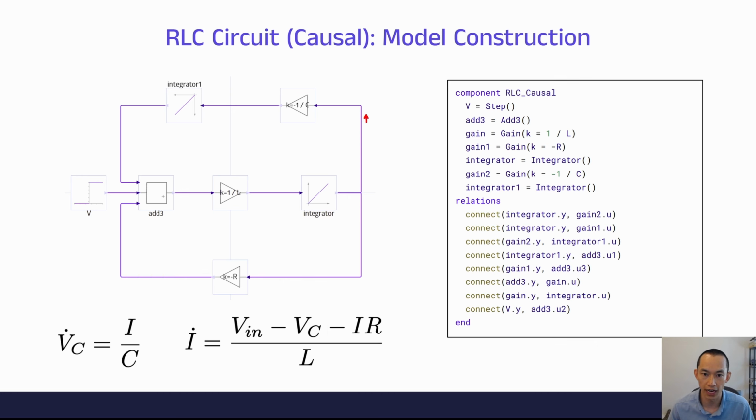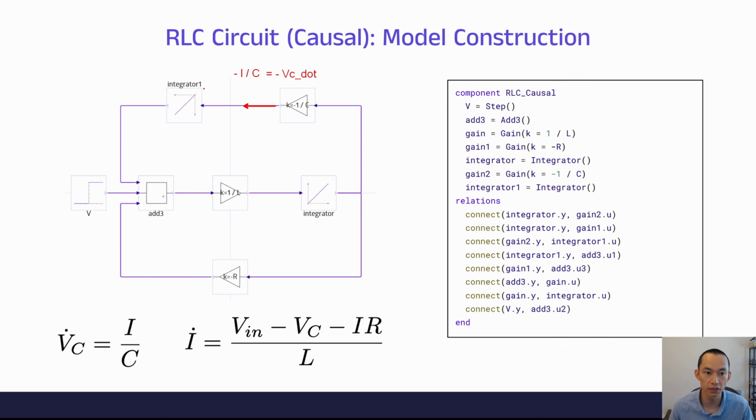All right, now let's travel along this upper branch right over here. We also have I going this direction, right? And then we see I traveling through this gain block right here, which divides everything by negative 1 over C. So what comes out of this block is going to be negative I divided by C. Well, negative I divided by C, what is that equal to? Using this equality right here, we can see that negative I divided by C is actually just negative VC dot, right? So negative VC dot is this red signal right here going into the integrator.